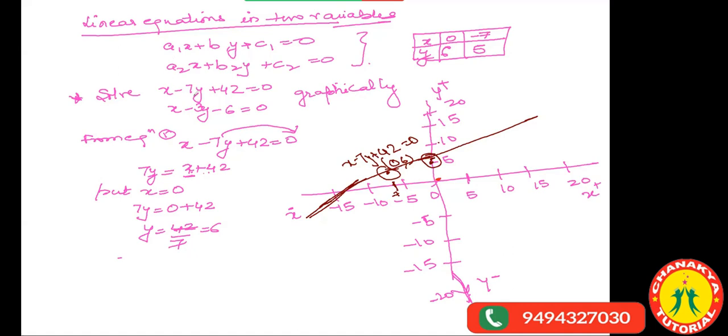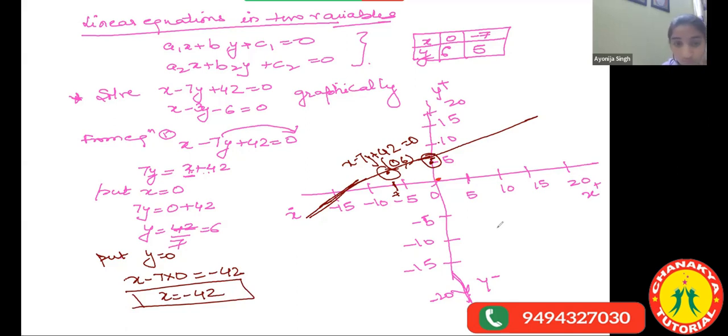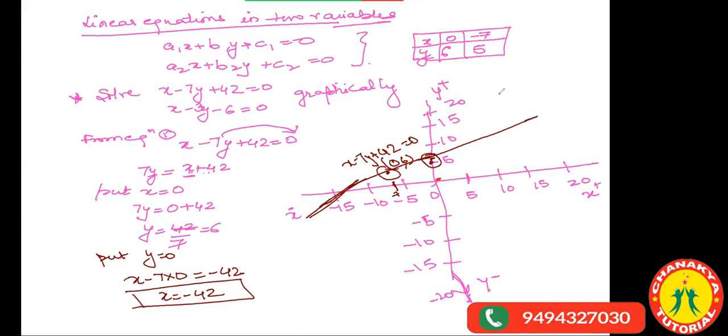See, put y equal to 0, then the value of x will be x minus 7 into 0 is equal to -42, right? Then the value of x will be -42. Clear this thing? Yes, ma'am. So in this way also you can calculate, if you are not comfortable with this, -7 and 5, right?